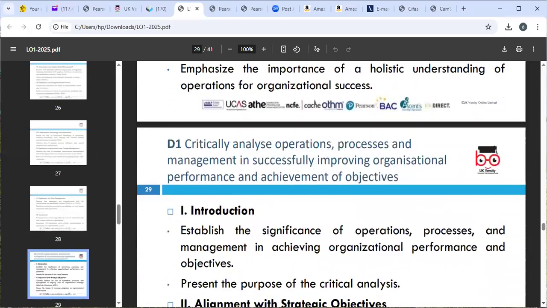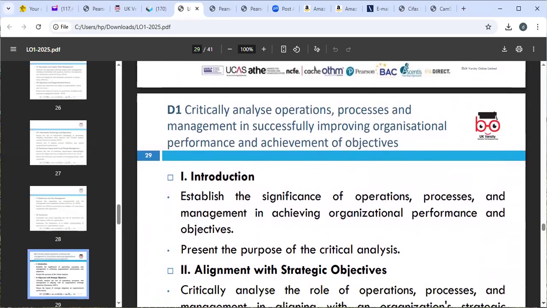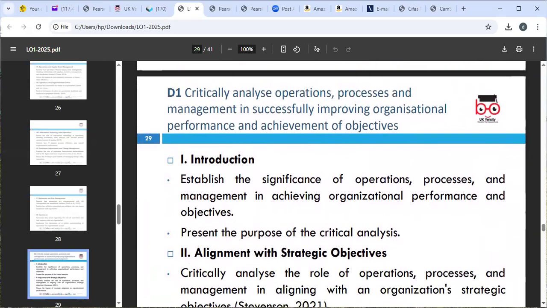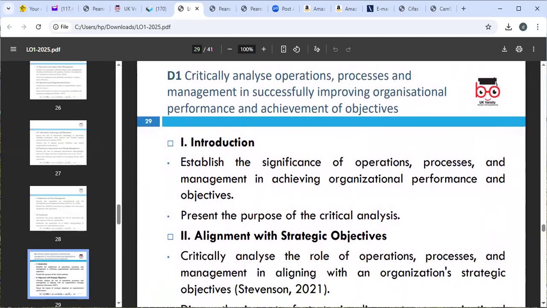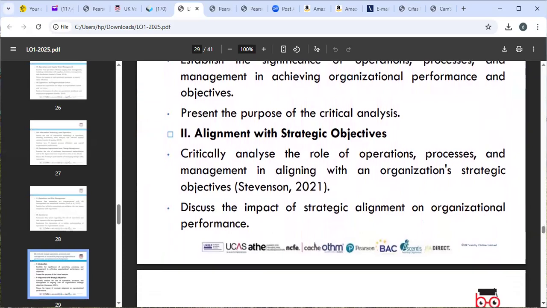In conclusion, so let's look at D1. Critically analyzing operations, process, and management in successfully improving organization performance and achievements. Introduction. Establish the significance of operations, process, and management in achieving organization. Present the purpose of a critical analysis. Align strategic objective. Critically analyze the role of operations, process, and management in aligning with organization strategic objective.